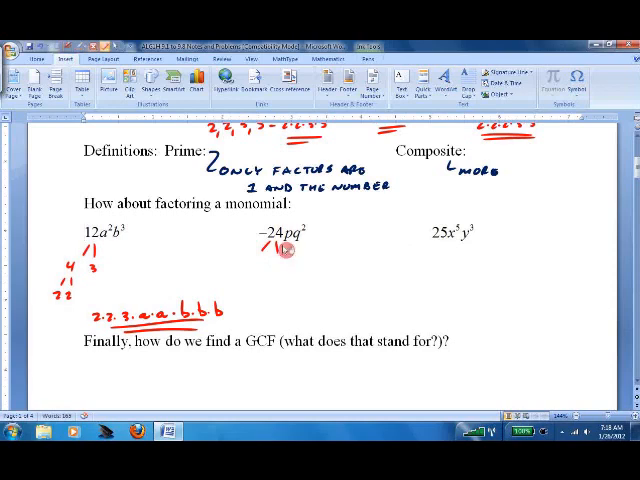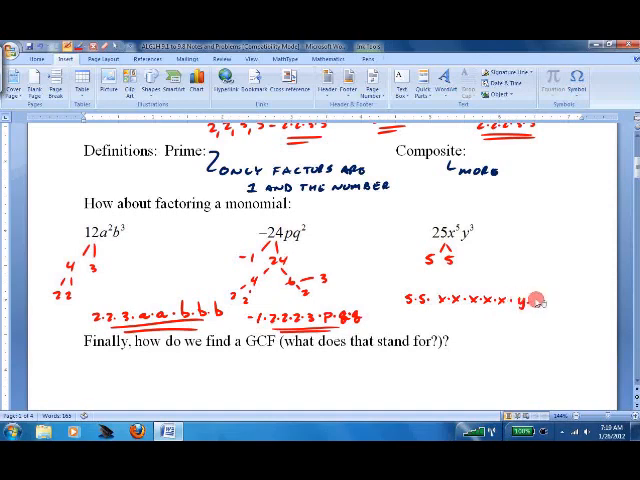So we actually have to break out the number. In this case, we are going to put the negative as a -1, just so we remember that it's there. So we'll get -1 times 2 times 2 times 2 times 3 times p times q times q. Finally, a little bit of an easier one, on the number side anyway. 5 times x, 5 times y, 3 times.